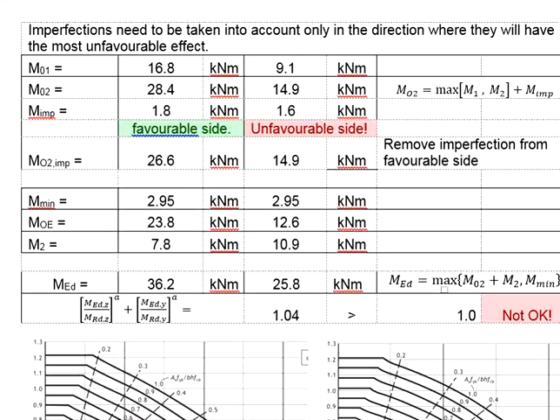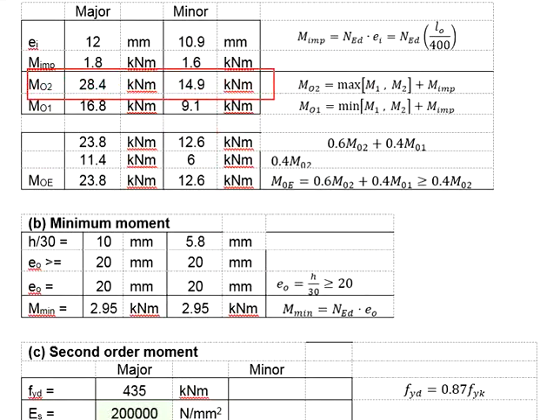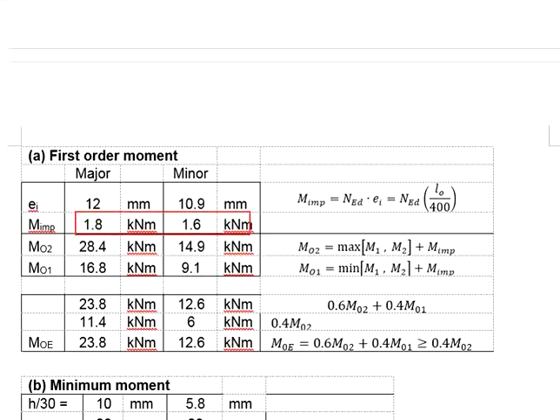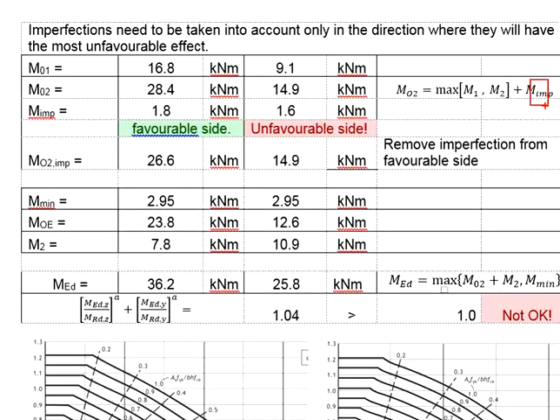Having this concept established, now let us get the M02. The M02 was calculated as 28.4 and 14.9 for the major and minor axis. And we know the imperfections, which were calculated as 1.8 and 1.6 for the major and minor axis respectively. We will keep the imperfections moment in the minor axis. That means the M02 for the minor axis will remain. However, you will need to remove the moment due to the imperfections from the M02 of the major axis. By taking 28.4 minus 1.8, you get 26.6 kilonewton meter.